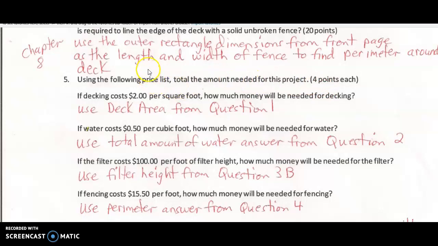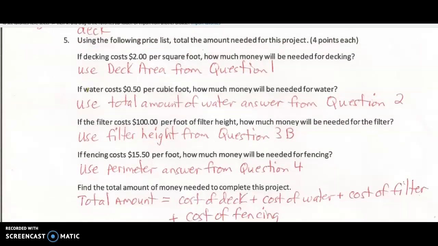Once you have made sure you have the right answers in questions 1 through 4, now you can continue down and do question 5. You're going to use your deck area from question 1, and each square foot is $2 per square foot. So take your deck area and multiply it by $2. Your total amount of water is coming from question 2. You're going to use that number, multiply it by $0.50 per cubic foot.